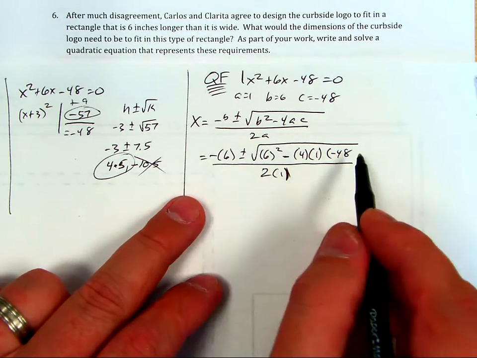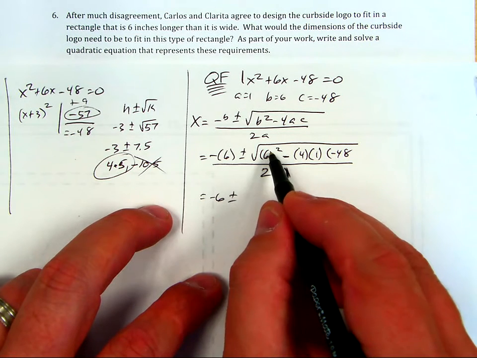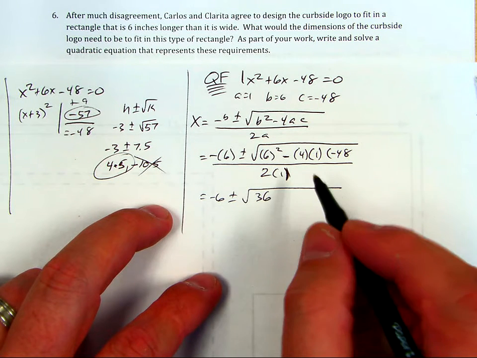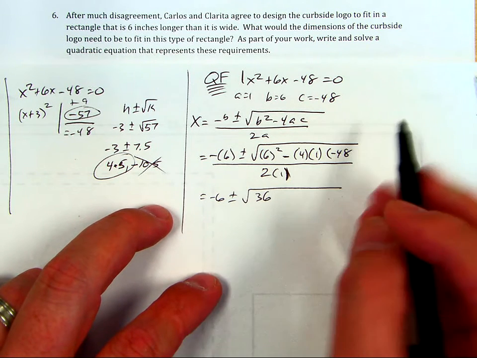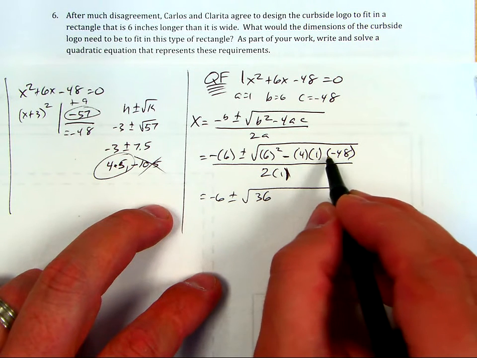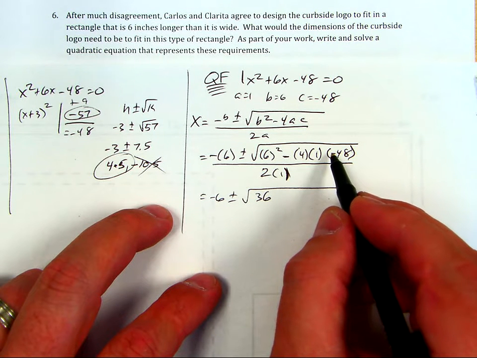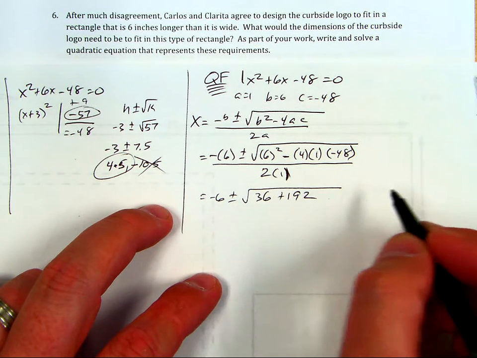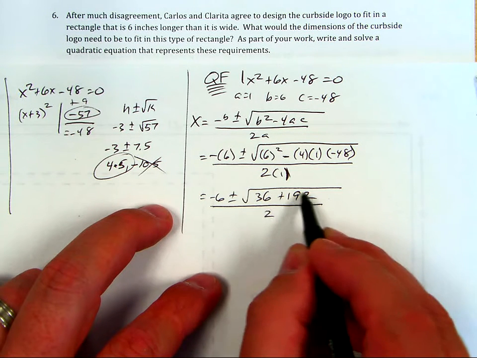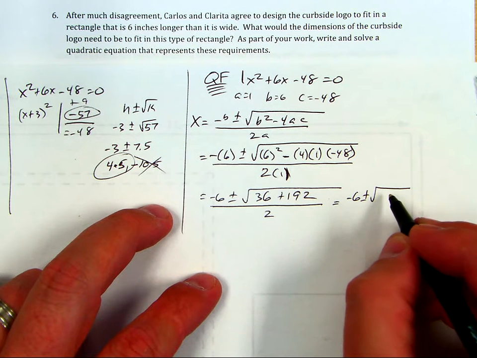So let's simplify as much as we can. This part I can simplify and just say it's negative 6. I've got 6 squared is 36. And I did this earlier on a calculator. If you take negative 4 times 1 times negative 48, that's going to be positive. Hey, didn't we do 4 times 48 earlier? Yeah, we did. 4 times 48 is 192. 36 plus 192 is underneath the radical, and then we've got all this over 2. 36 plus 192 is 228, so it's negative 6 plus or minus the square root of 228.